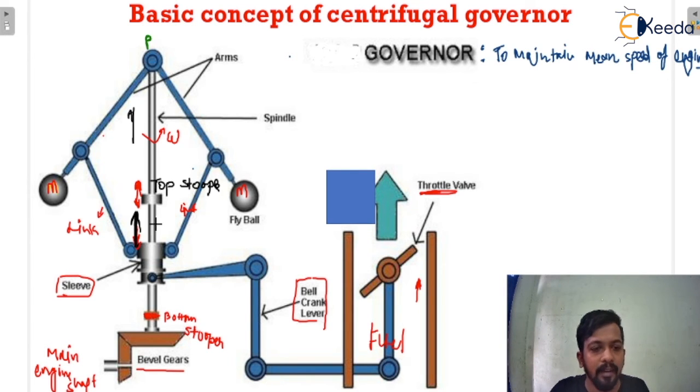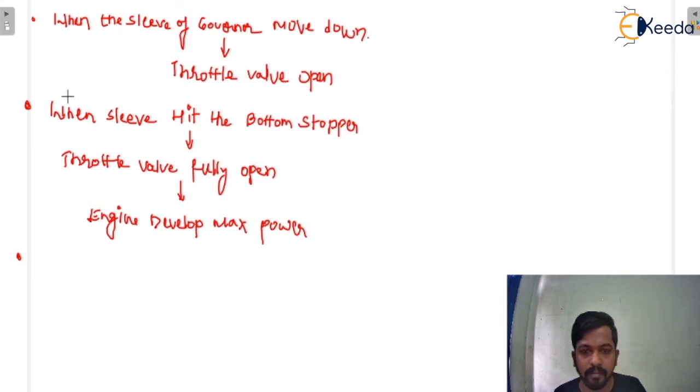See here, when the sleeve hits the top stopper completely, the throttle valve is fully closed, and when the throttle valve is fully closed, there will be no fuel supply. That means the engine develops minimum power. Are you getting my point? I am just writing here so that you are able to understand it properly.